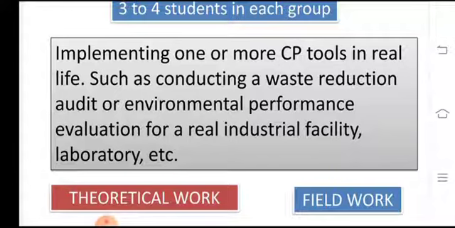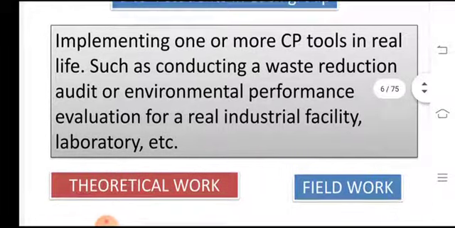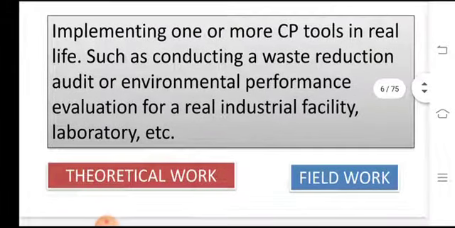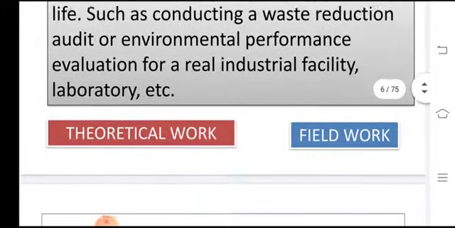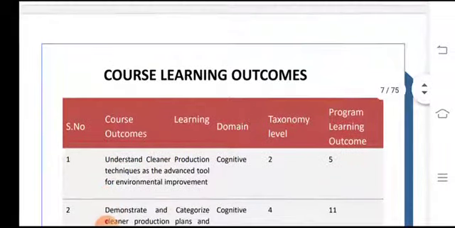I hope it will be very beneficial for you, not only in this course but in your practical life as well. When you are working in the field as an environmental engineer, you will have a clear concept of what cleaner production technology actually means, and then you can be more beneficial for your workplace and for your industry. So I hope it will be really very beneficial.